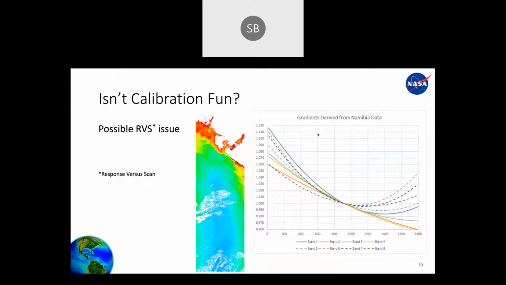We have identified a possible response versus scan problem with the instrument. Response versus scan is a little funny in that we're not scanning, we're actually a push broom, but what this is saying is that there's a non-uniform response across the detectors that we may have to sort out. As you can see, it shows up in this particular scene as what appears to be a brightening of the data at the edges. We have some ideas on how to correct this, and we will be working on a revised calibration, hopefully getting that out to you shortly.